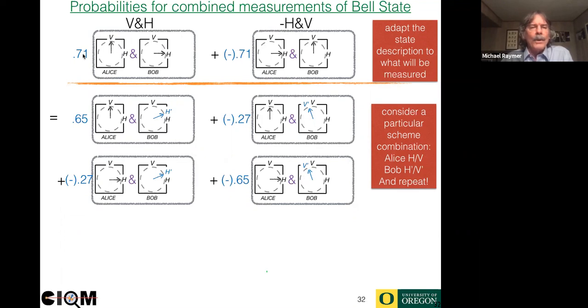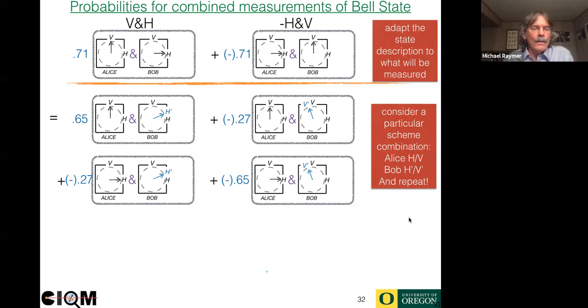Okay, this is the Bell state. 0.71 VH plus minus 0.71 HV. Notice this time I put the minus sign outside here and I use the plus going arrow. Now the hard part is we know that we need to represent or adapt the state description to what will be measured. So let's consider a particular measurement scheme. Alice will measure H and V, and Bob will measure H prime, V prime. And that was one of the 4 combinations that Henning used in his experiment.